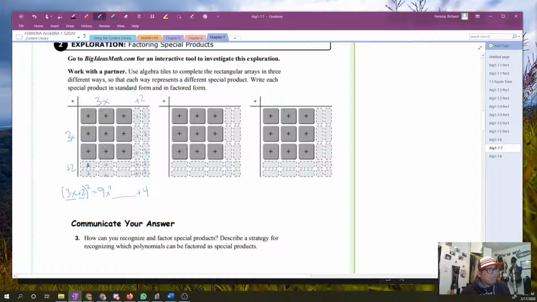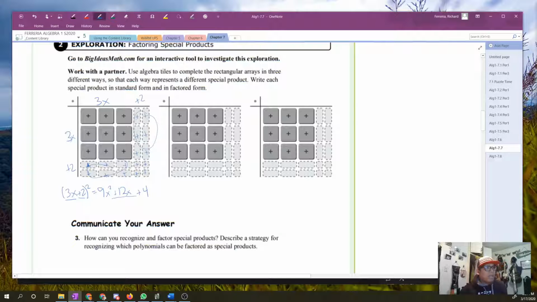1, 2, 3, 4, 5, 6, 7, 8, 9, 10, 11, 12. But you can see it here too. 2 times 3 is 6. And you're going to get the 6 on the vertical side and the 6 in the bottom. So that's actually going to give us 12x.